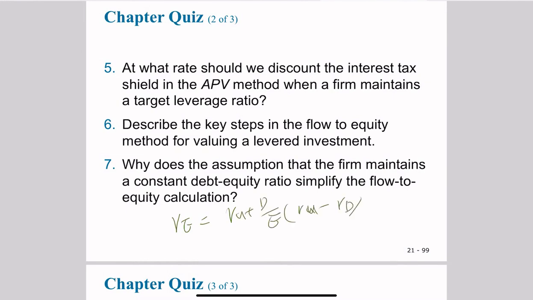So if we assume the unlevered cost of capital and debt cost of capital are fixed or constant, then you can see that as long as the debt equity ratio is fixed, then the equity cost of capital will be fixed. So when you're valuing the firm, you can use a single number to discount the firm's free cash flow to equity holders.